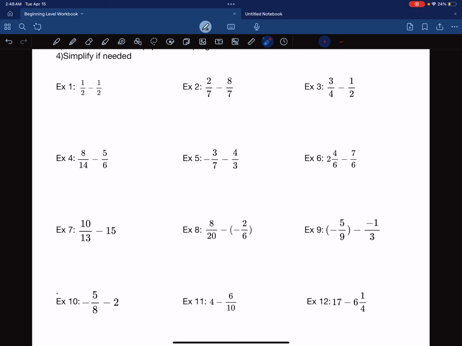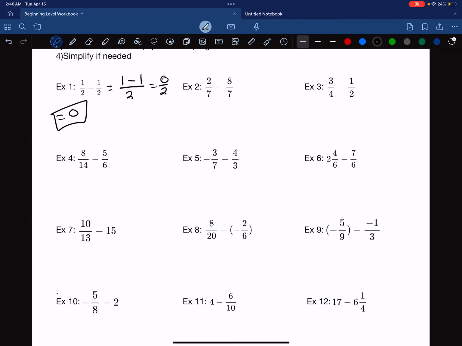I encourage you to pause the video and see if you can try this one on your own. And now let's work through it. In this case, our denominators are common because we have a 2 and a 2. So all we have to do is take the numerators, do 1 minus 1, and put that over 2. 1 minus 1 is 0, and 0 over 2 is 0, so this is going to be 0.